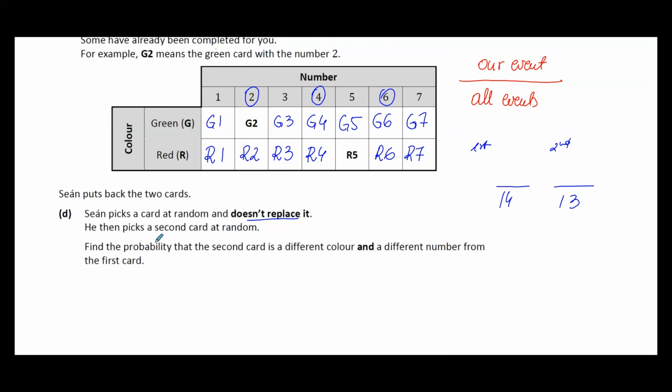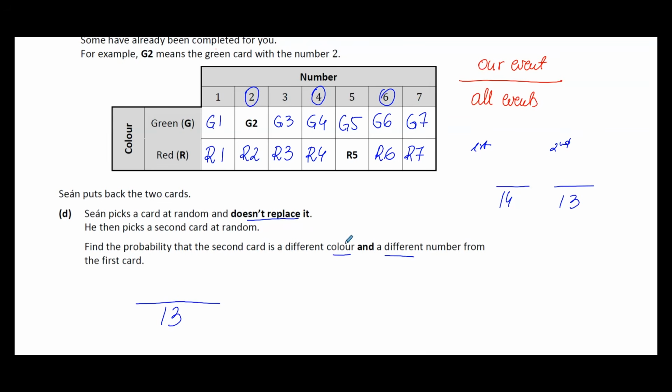Find the probability that the second card is a different color and a different number from the first card. Okay, so when we are thinking all events, we understand that's 13. And that's what I'm always saying with probability. The easiest is to always get that all events. What am I looking at? All possibilities I'm having here. So we know it's 13.